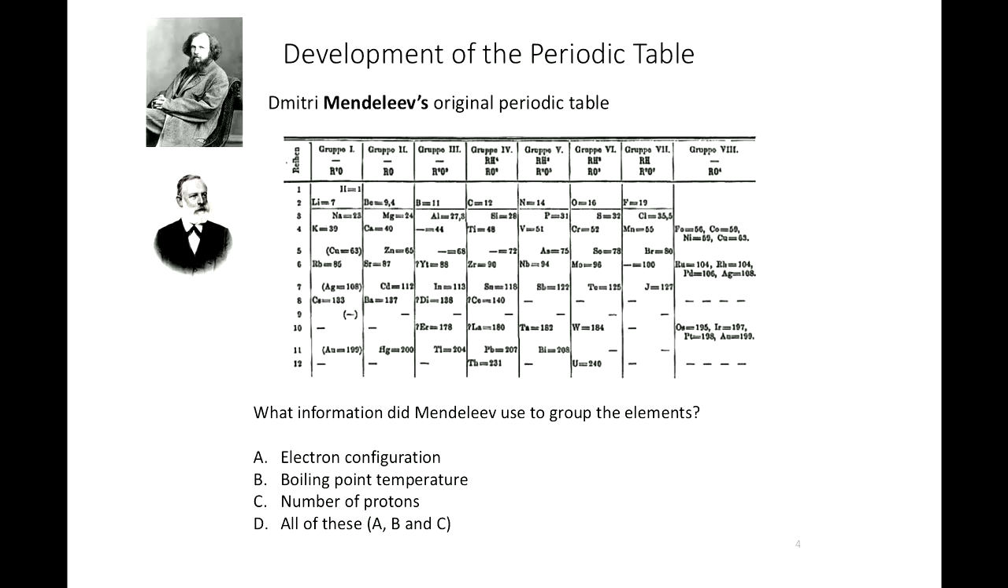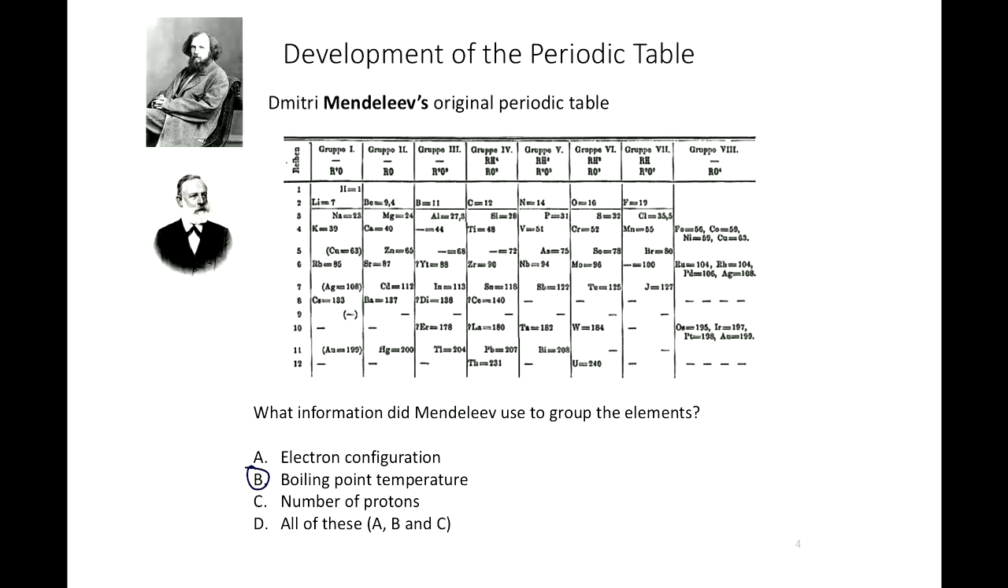He didn't know what electrons were. He didn't know what protons were. So what was the only thing that he could use to figure out the ordering of the periodic table? Just B, boiling point temperature. That's all he used, and densities and stuff, because that's all they could measure at the time.